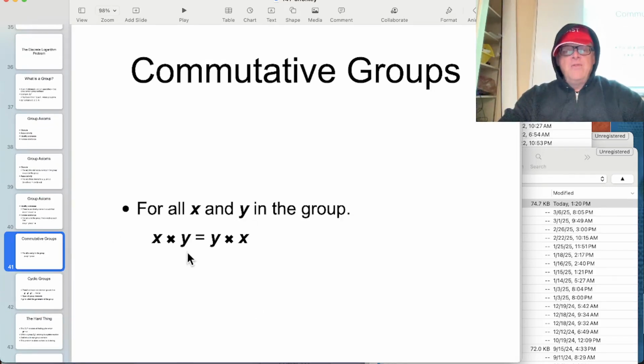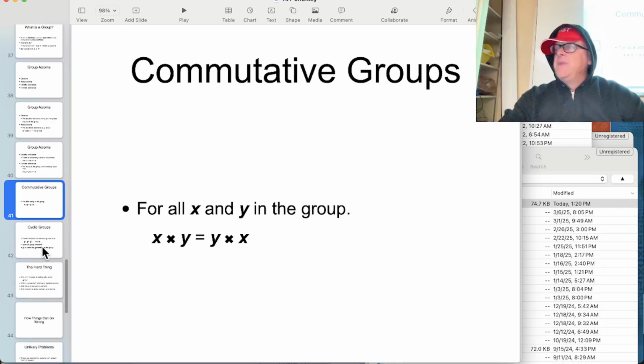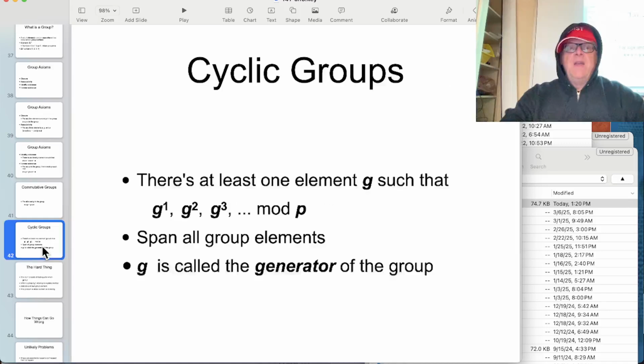And commutative groups are where for everything X and Y you can multiply in either order and you get the same answer. That's the general structure. As you can easily see, RSA follows all these rules, but there are other mathematical structures that also have this formal structure. And there are cyclic groups, where there is a generator, and all you have to do is raise it to powers, and you can generate everything in the group by just raising it to many powers.